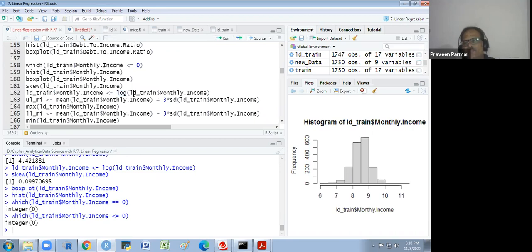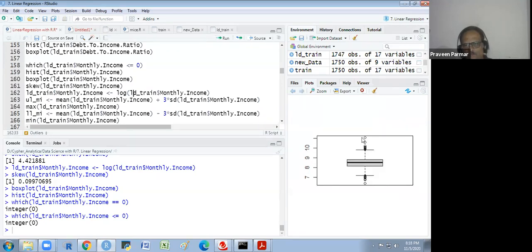Why have we changed the scale? We have controlled the skewness. Now I will find out whether there are outliers on both sides. Here itself we are seeing that we have outliers on both sides. So we find out the upper limit and the lower limit both.